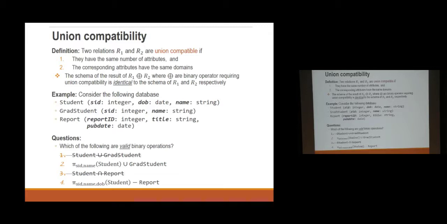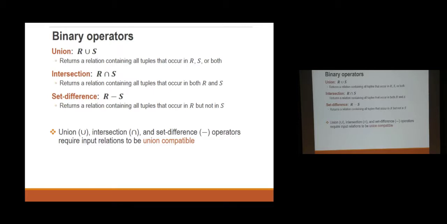And then we can now look at the 3 possible binary operators first. So we look at the cross product later. Union is easy. Union means you look at the tuples that exist in either one or both. You just combine them. Intersection, they must exist in both. Set difference, it exists in R but does not exist in S.